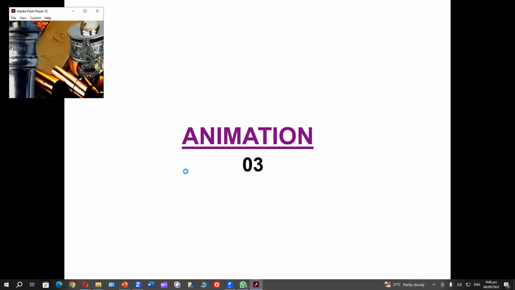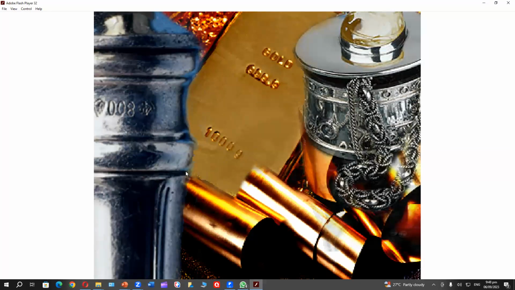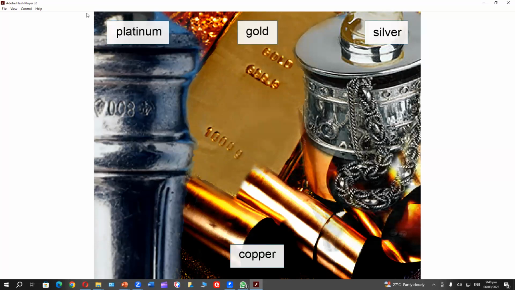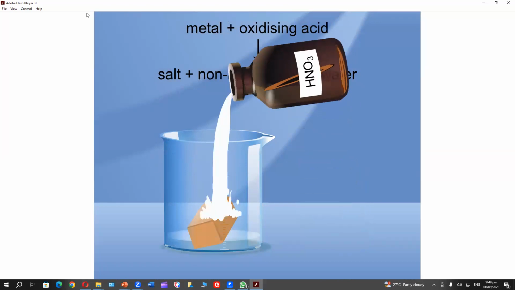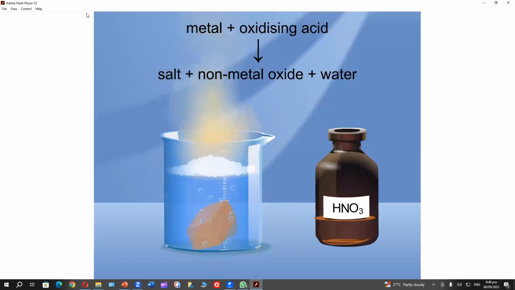Metals characterized by positive values of standard reduction potential, such as copper, silver, gold, or platinum, do not dissolve in dilute inorganic acids. However, they can be dissolved using concentrated acids that have oxidizing properties. One of the products formed by the reaction is the appropriate non-metal oxide rather than hydrogen.